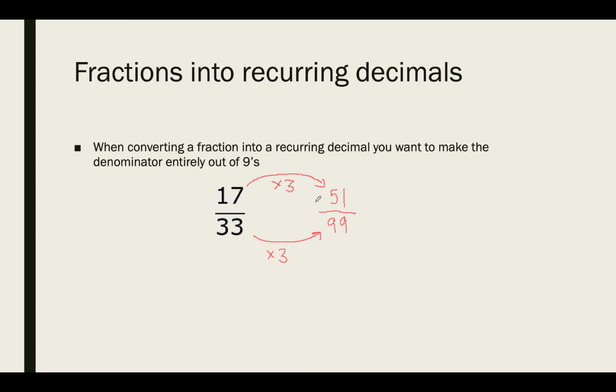Now this is the fairly nice part. Everything that is the numerator is actually the recurring part of the decimal. So our decimal now is 0 point and then 5, 1 recurring, which would be the same as 5, 1, 5, 1, 5, 1, and so forth, continuously going.